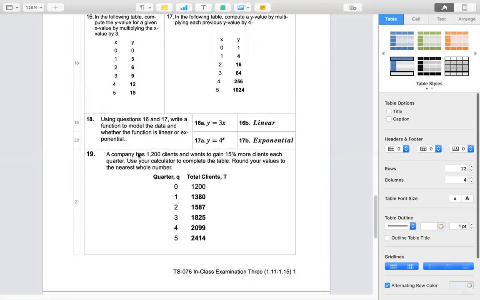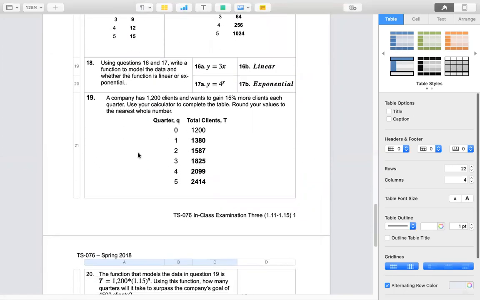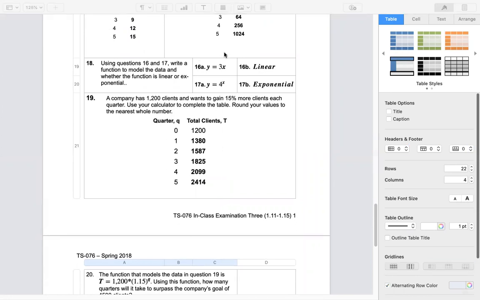Number 18. Okay, we talked about that. Number 19. This one won't be as complex to explain. It's asking the question: a company has 1,200 clients and wants to gain 15% more clients each quarter. Each quarter they want 15% more. It says use your calculator to complete the table, round your values to the nearest whole number.